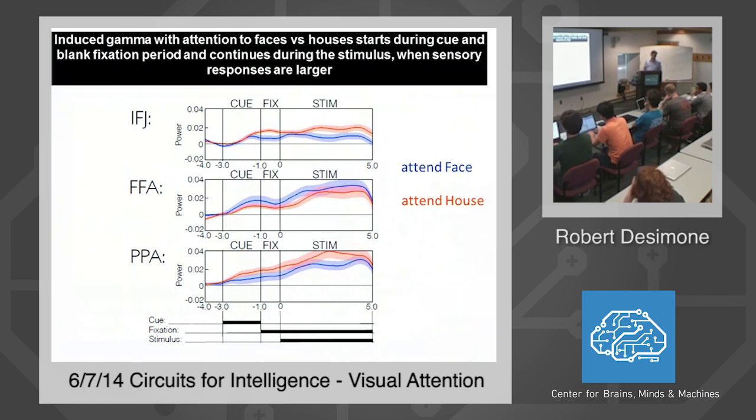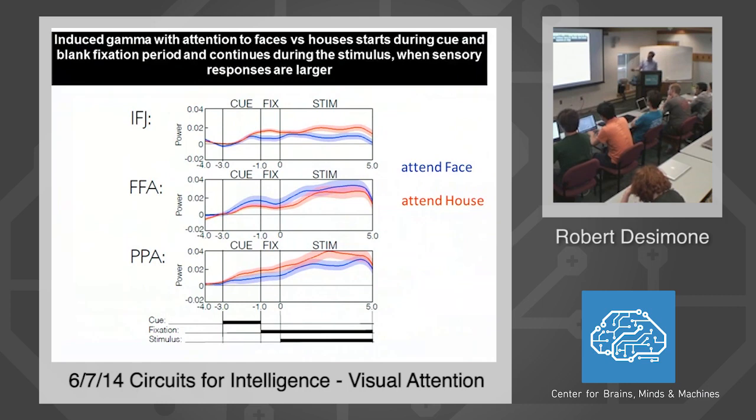So you can see that as soon as they get the cue, the gamma power starts going up, specific for each area, as though the area is preparing itself for the stimuli that the subject is going to be attending to. And then it stays high through the blank period, say this is like the working memory delay, and then it stays higher throughout the stimulus period.